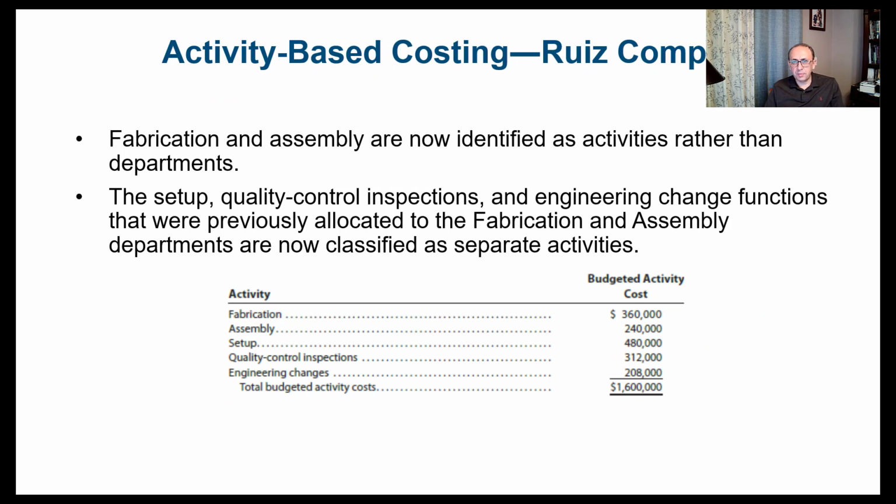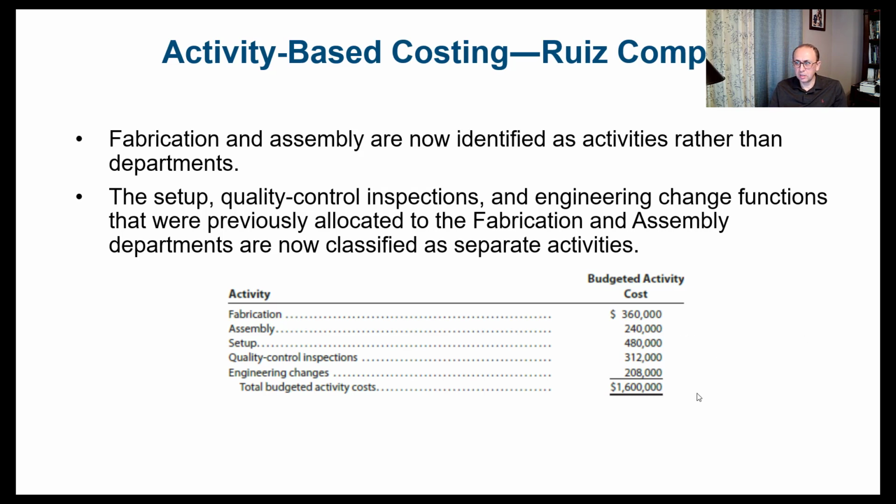Fabrication and assembly are now identified as activities rather than departments. Remember, in the second method, we used fabrication and assembly as two different departments. Now we have to think about them as activities, and we're going to add more activities to them. The setup, quality control inspections, and engineering change functions that were previously allocated to the fabrication and assembly departments are now classified as separate activities.